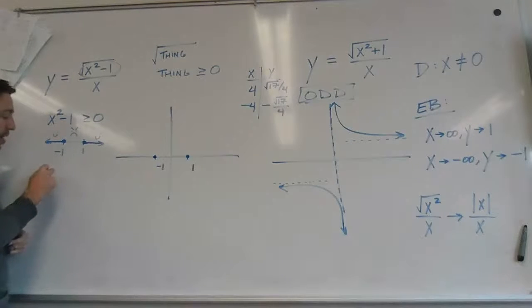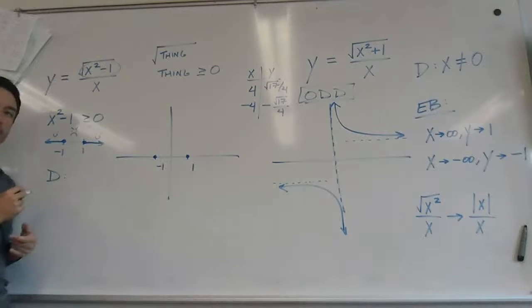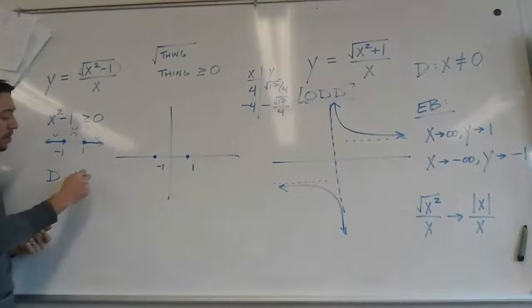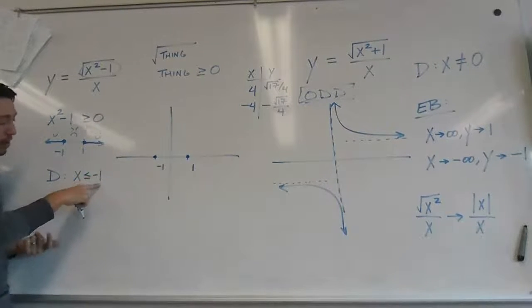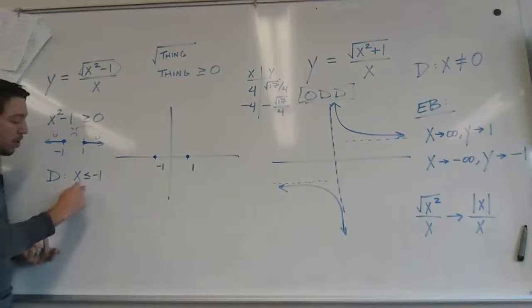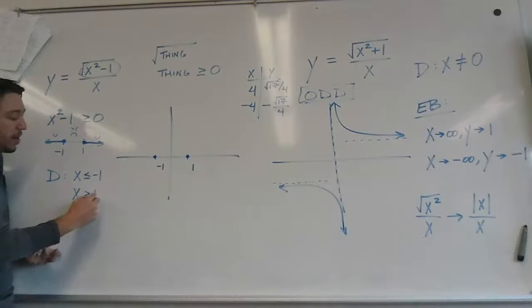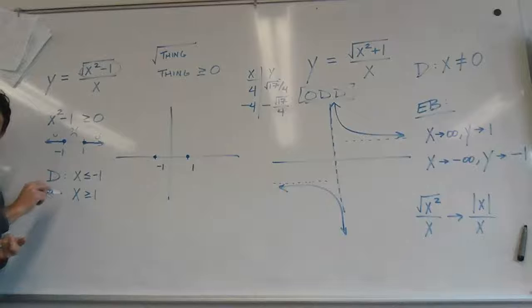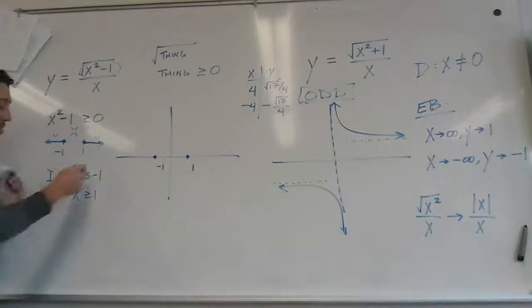So let's write our domain notation. Boring part, but it's important to have correct notation. So the domain would be any x value to the left of or at -1. So x is less than or equal to -1, or x is greater than or equal to positive 1. Everyone's okay with this notation, right? Mr. Alligator, eat the bigger number. Or I should say the greater number. Okay, so there's our domain.